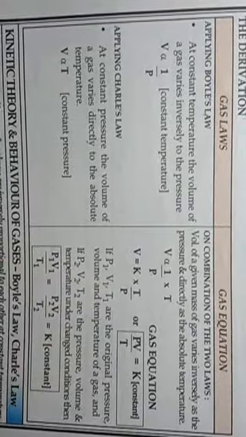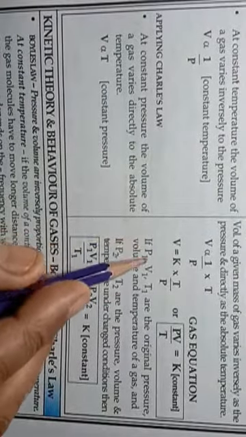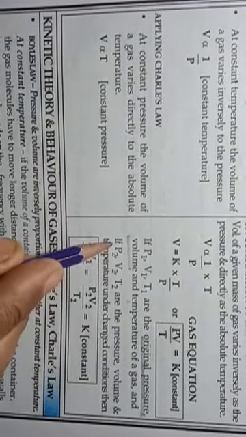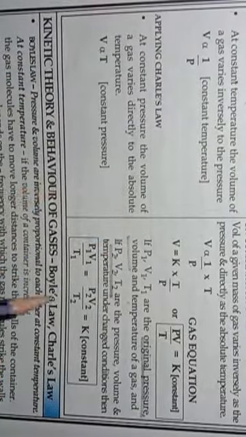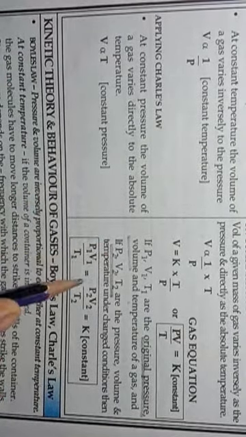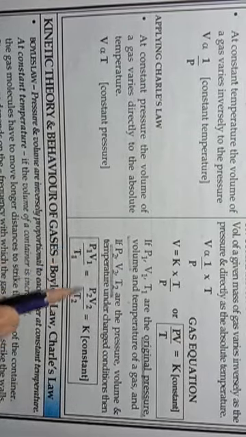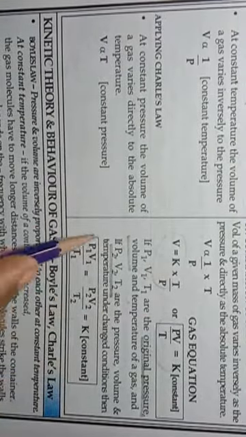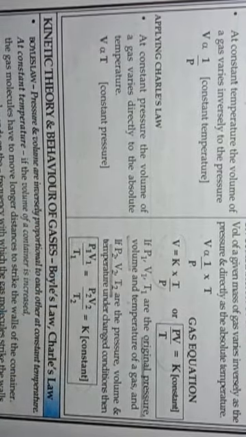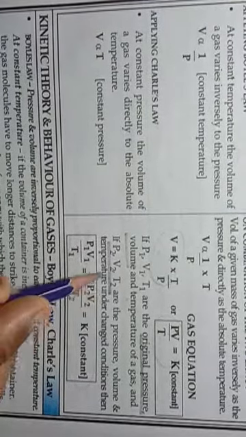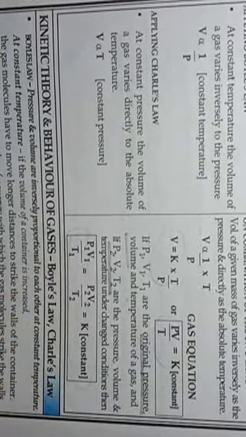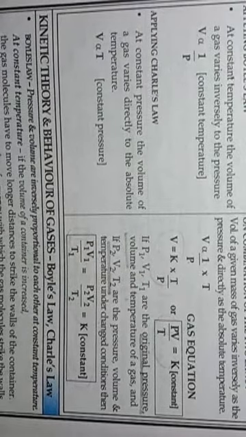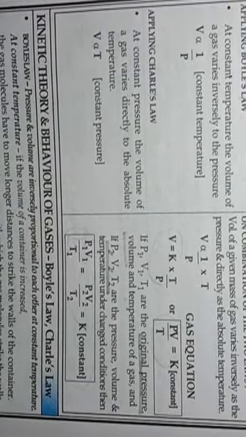K is the gas constant. So if P1, V1 and T1 are the original pressure, volume and temperature, which change to P2, V2 and T2, then P1 V1 upon T1 will be equal to P2 V2 upon T2. So these two relations can be derived as we have derived here. Okay, this is the relation known as the gas equation. This gas equation has a total of 6 variables. Out of these 6, 1 will be missing and 5 will be known, so we have to find the value of that missing variable.